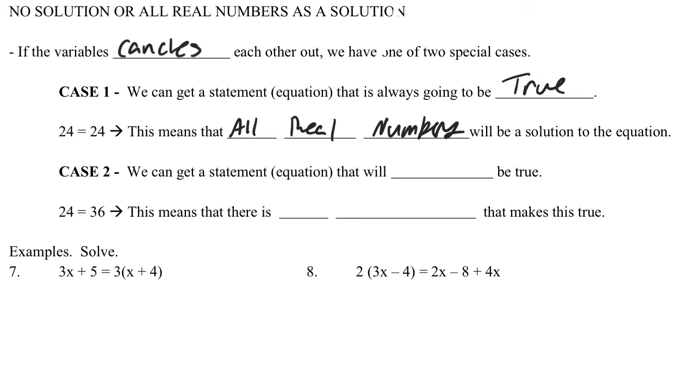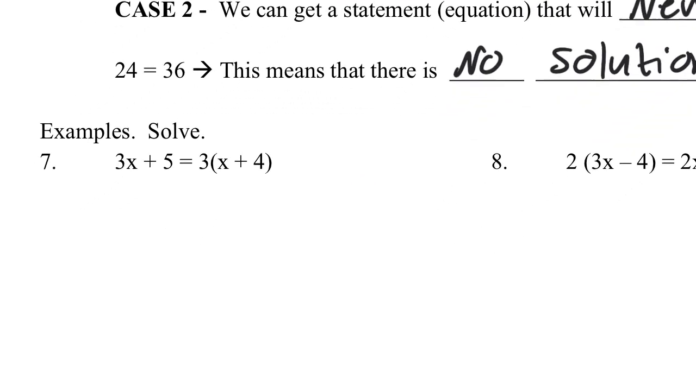Case 2, we get a statement that is never true, like 24 equals 36. That means there is no solution. There's no number that I could substitute in for x that ever makes that statement true. Okay, so let's look at how this happens and what it looks like when it does.